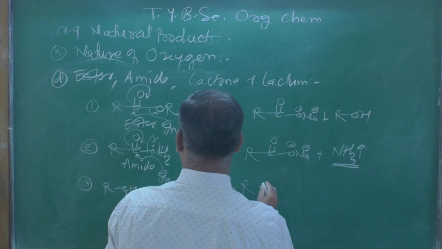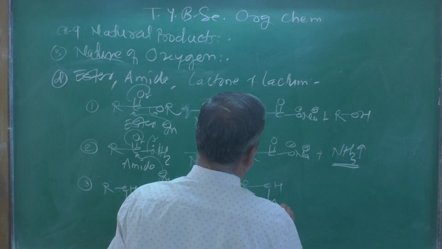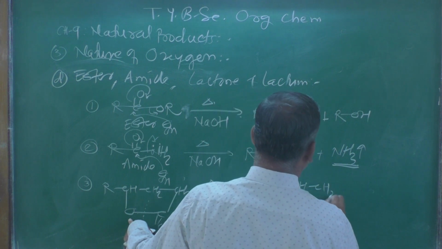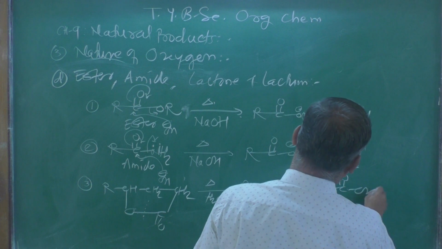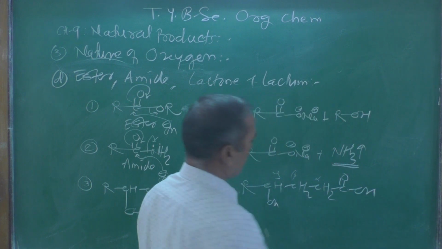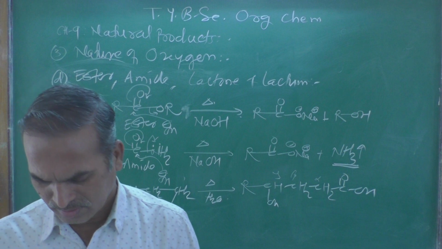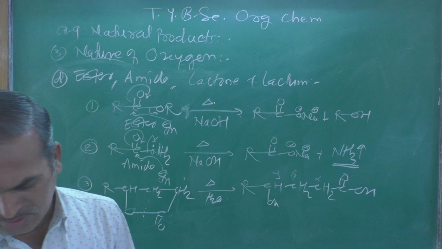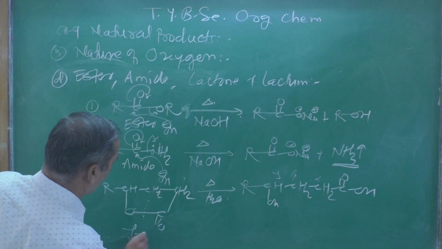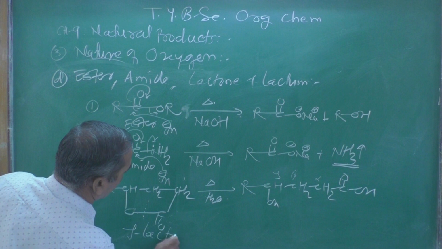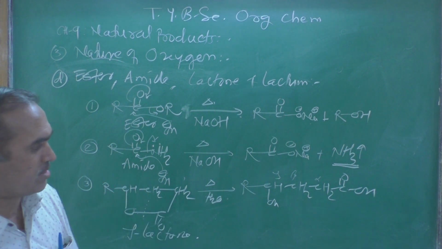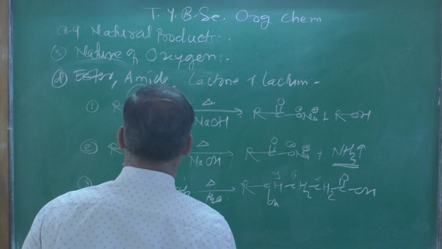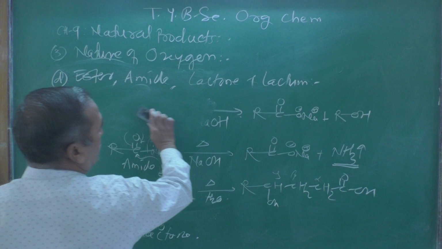Here you are going to get R, CH, OH, then CH2, CH2, C double bond O, OH. Alpha, beta and gamma hydroxy. This is a gamma lactone. Generally this is a gamma lactone, and after the hydrolysis we are getting a gamma hydroxy carboxylic acid. So similarly, on the basis of this we can write the structure of a lactone.